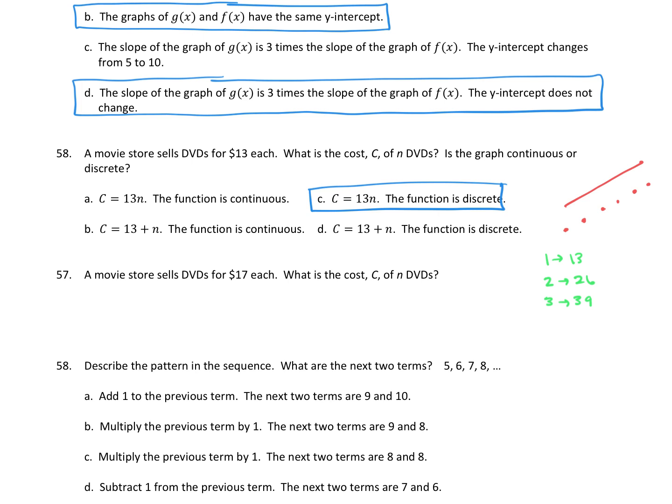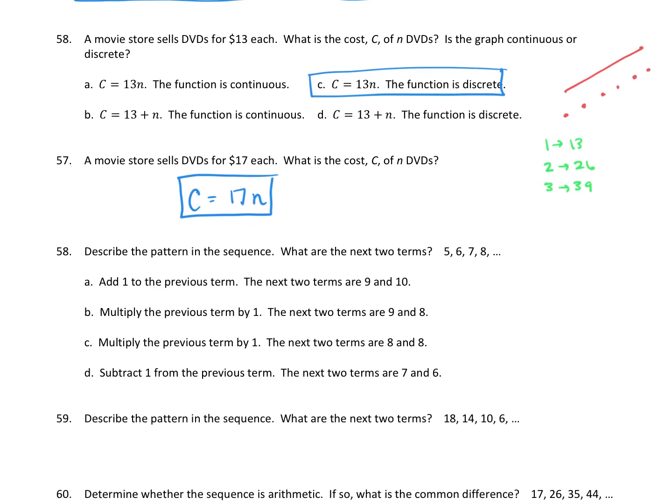All right, number 57, a movie store sells DVDs for $17 each. What is the cost C of N DVDs? So we just went through this up above. So our cost is going to be the price of a DVD times N, the number of DVDs that we're buying. If they had asked a follow-up question, is that continuous or discrete? This one would be discrete as well, because it's the same example.